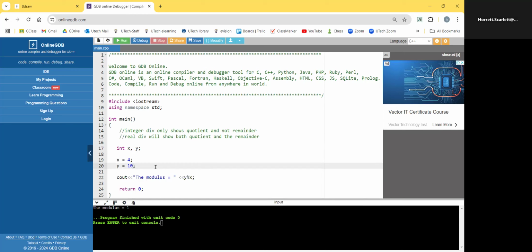So let me use 10. So 4 goes into 10 two times, and the remainder that is left is going to be 2. So therefore means that the modulus would be 2. And if I put 11, then 4 goes into 11 two times, and the remainder is going to be 3. So the point that we're making here is that whenever we use the modulus operator, what we get is the remainder.